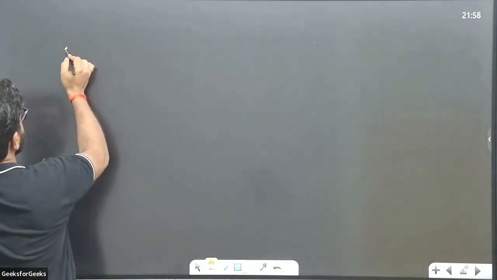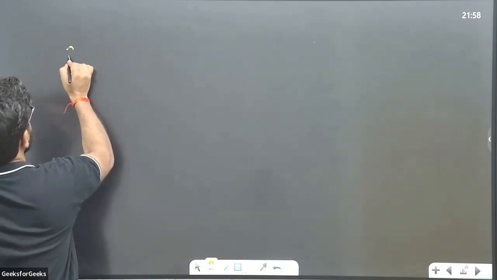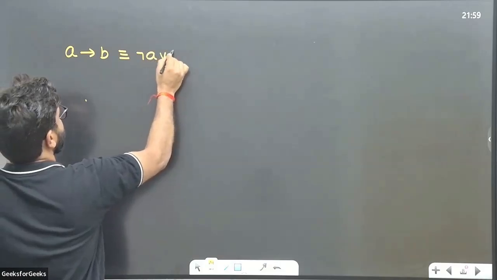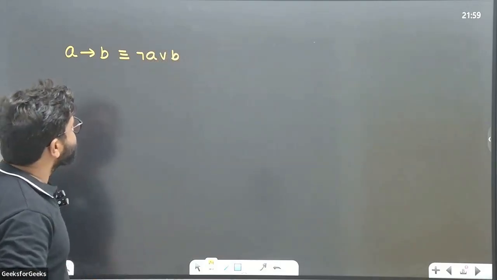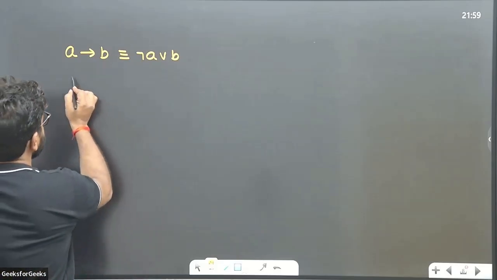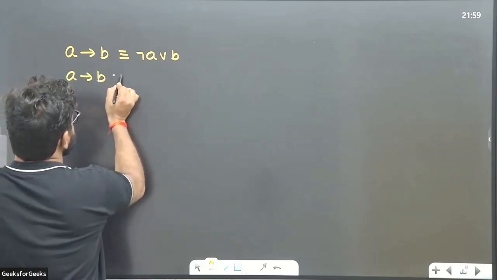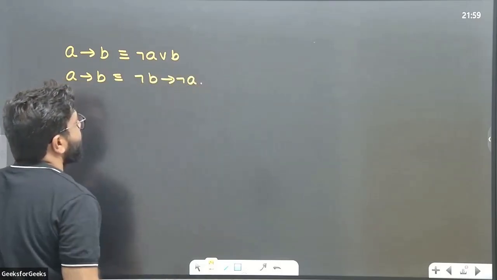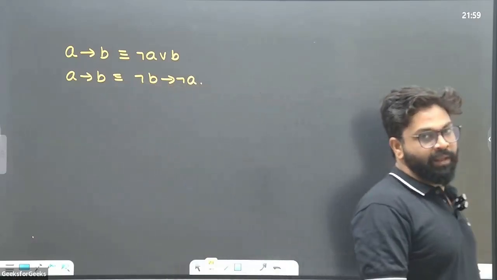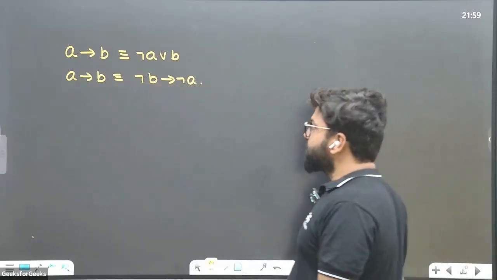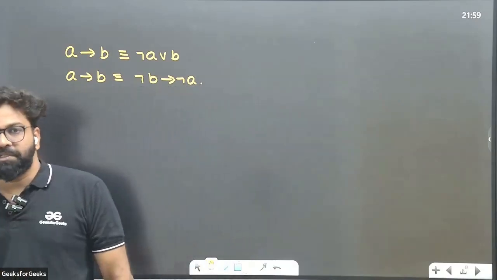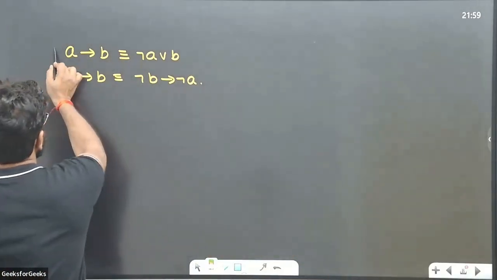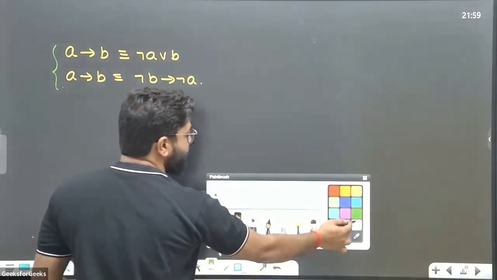So here you will have, for example, A implies B is logically equivalent to negation of A or B. This is the first type of explanation. And the second type of explanation is A implies B is also logically equivalent to negation of B implies negation of A. These two are so powerful. With the help of this, we can solve many questions.